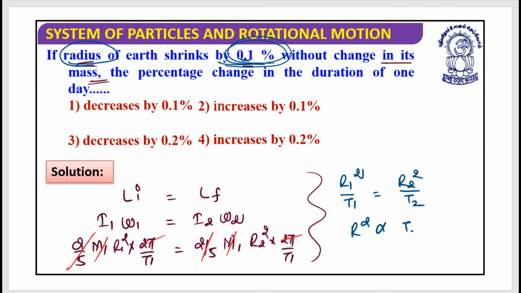One more thing, as you can see, these two are directly proportional, and as they are directly proportional with each other, as this earth shrinks, that means it is going to decrease, that means even the time period is going to decrease by 0.2 percent.